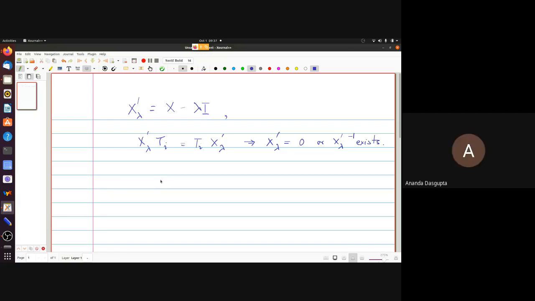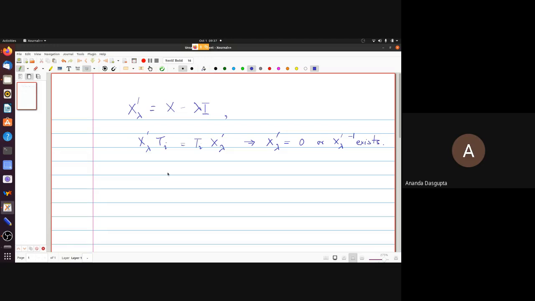Do you mean lambda is not equal to zero, or lambda is not an eigenvalue? If lambda is not an eigenvalue, then x prime lambda inverse exists, right? Yes, exactly. The theorem states that either x prime lambda is zero or x prime lambda inverse exists, right? So if lambda is not an eigenvalue, then x prime lambda is not zero, of course, because then the question of x being equal to lambda does not even arise, right?